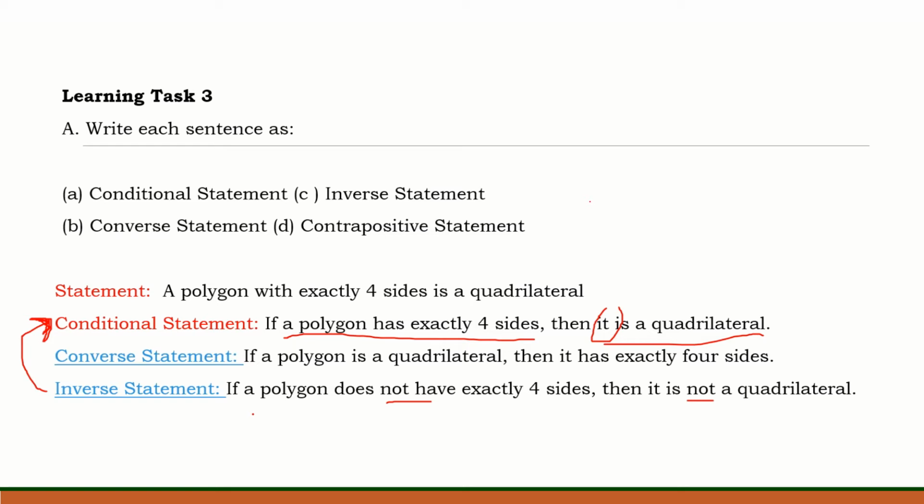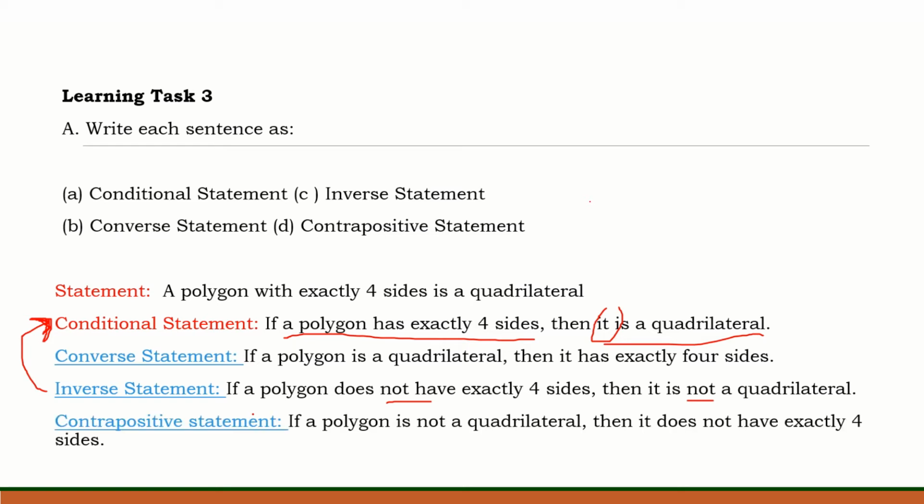Okay. Then, we have the contrapositive statement. For the contrapositive statement, you just negate the converse statement. You just add no or not. So, if a polygon is not a quadrilateral, then it does not have exactly four sides. So you just negated the converse.